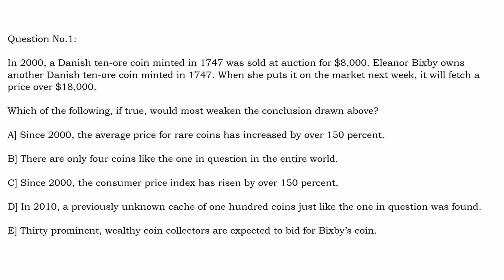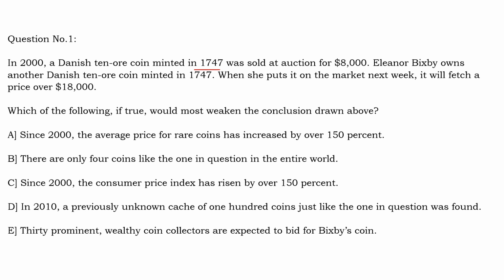All right, the passage is talking about a 10 ore coin. Ore coin means a gold coin. So it is a gold coin of denomination 10 in Denmark. We are talking about Denmark. It was minted in 1747. So it is a very old coin. This is why it is fetching $8,000 in the auction, because it is very precious.